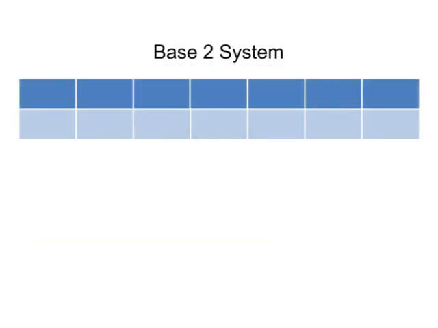Now, let's consider place value in the base 2 system. Starting at the right, we have 2 to the 0 power, then 2 to the first power, then 2 to the second power, and so on. Thus, each multiplier to the left is 2 times the preceding number.